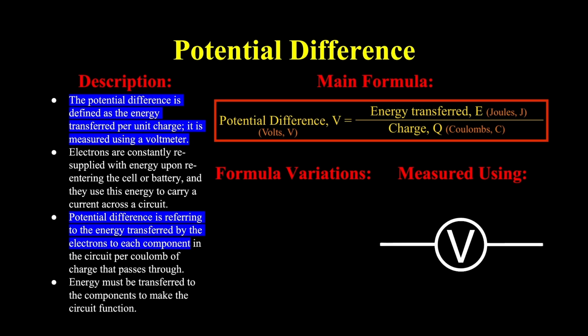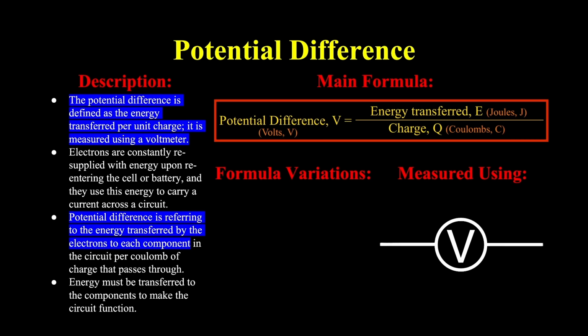Energy must be transferred to the components to make the circuit function, and the energy is transferred from the electrical energy stores to whatever the relevant energy store of the particular component is. So if an indicator is present, the energy will be transferred from the electrical energy stores to the light energy stores of the indicator, and if a resistor or a heater is present, the electrical energy stores will be transferred to the thermal energy stores.